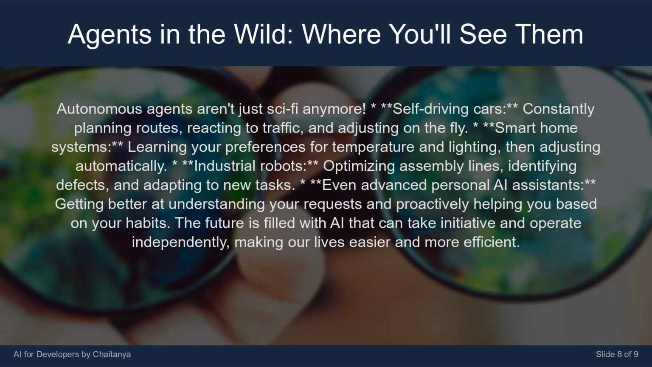Autonomous agents aren't just sci-fi anymore. Self-driving cars: constantly planning routes, reacting to traffic, and adjusting on the fly. Smart home systems: learning your preferences for temperature and lighting, then adjusting automatically. Industrial robots: optimizing assembly lines, identifying defects, and adapting to new tasks. Even advanced personal AI assistants: getting better at understanding your requests and proactively helping you based on your habits.